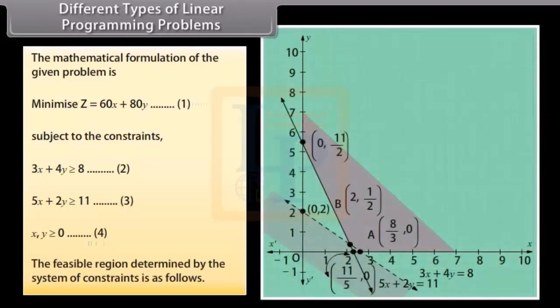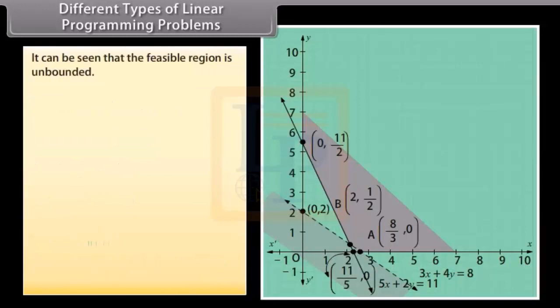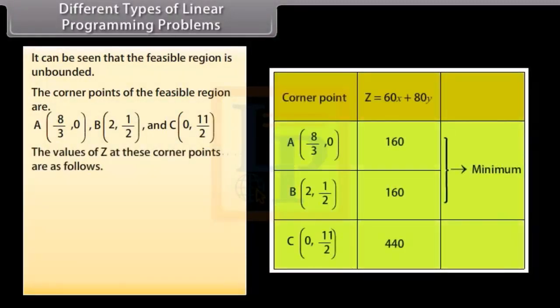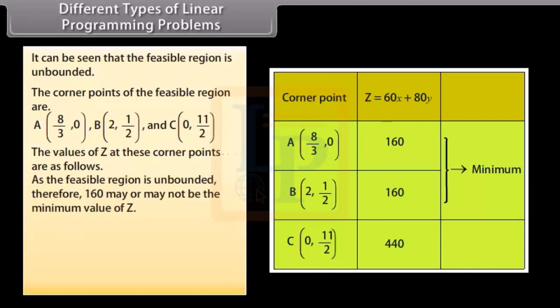The feasible region determined by the system of constraints is as follows. It can be seen that the feasible region is unbounded. The corner points of the feasible region are A (8/3, 0), B (2, 1/2) and C (0, 11/2). The values of Z at these corner points are as follows. As the feasible region is unbounded, therefore 160 may or may not be the minimum value of Z.